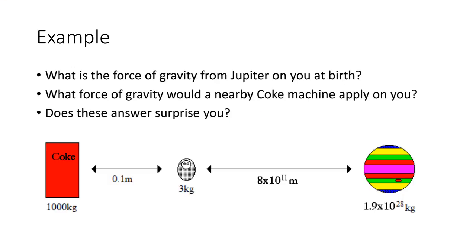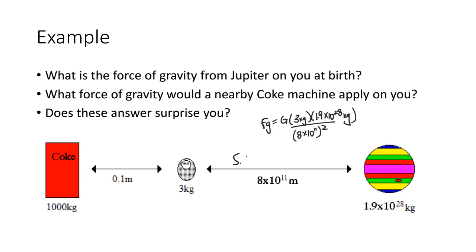Here's an example problem. Jupiter is absolutely huge, but is also pretty far away from the Earth. What force would Jupiter's gravity have on you at birth? And how would this compare to the gravity that a nearby Coke machine would apply to you? Let's say that you were standing 10 centimeters away from that Coke machine.